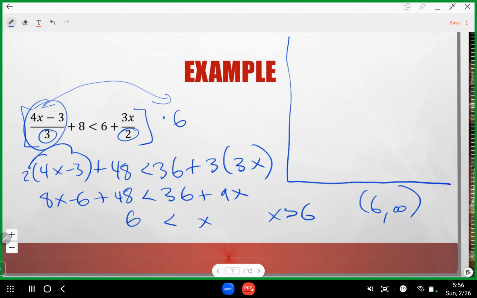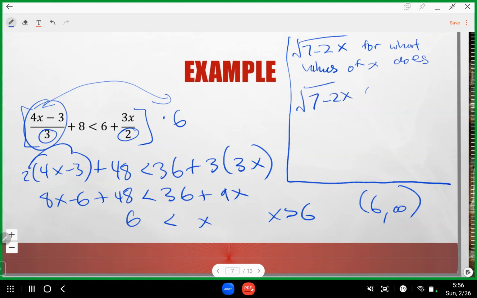Okay, so this example requires a little bit of critical thinking. You have 7 minus 2x, for example, and you're asked the question: for what value of x does the square root of 7 minus 2x represent a real number? All right, pardon the handwriting, it is very bad.